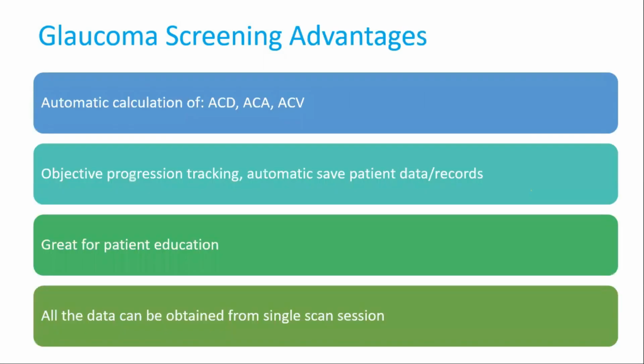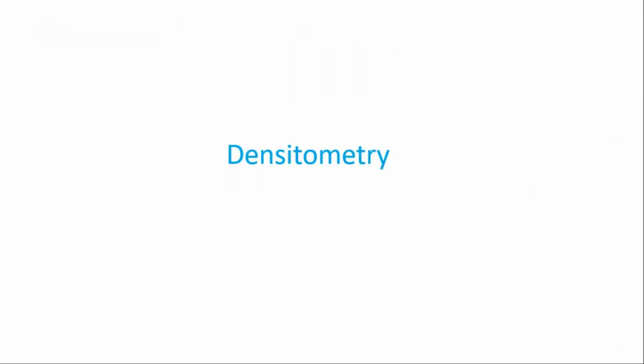So thus in a single scan in glaucoma screening, it is helpful in objectively tracking the glaucoma progression along with the HFA, and it is great in educating the patient about the condition. So this feature is mainly present in Pentacam AXL, and also the densitometry feature is present in Pentacam AXL, which is better described in Pentacam AXL.